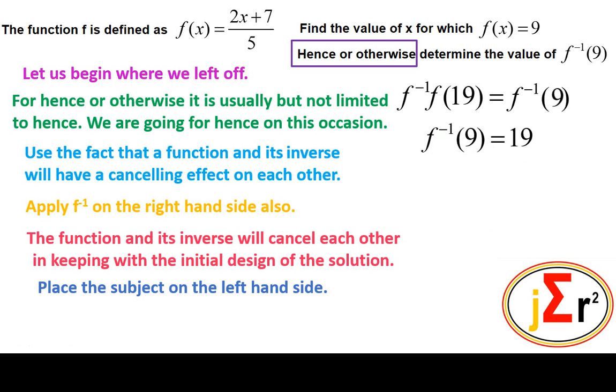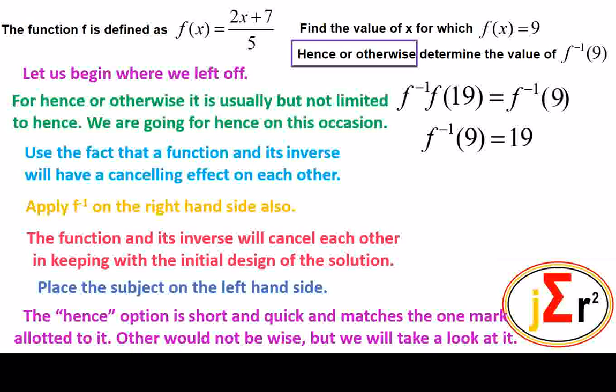Maybe a 1.5 step and we are done. And that is if we use hence. On a subsequent audiovisual, we will use otherwise. And believe me, other will not be so wise. The hence option is short and quick and matches the 1 mark allotted to it. On the examination, it is given only 1 mark. Therefore, we expect it to be short and quick. Other would not be wise, but we will take a look at otherwise on a subsequent audiovisual.